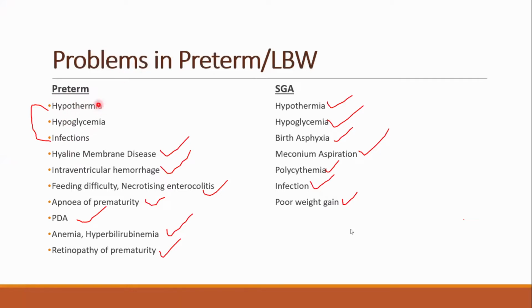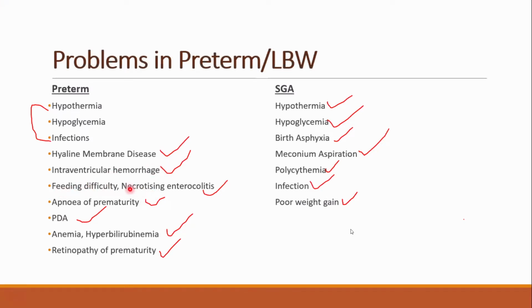For hypothermia management, we make a warm chain in the delivery room and advocate early kangaroo mother care. Hypoglycemia is prevented by proper feeding practice. Infection is prevented by hand washing and decreasing unnecessary intervention. Hyaline membrane disease can be treated by giving surfactant. Intraventricular bleeds can be treated by minimal handling and careful handling of babies.